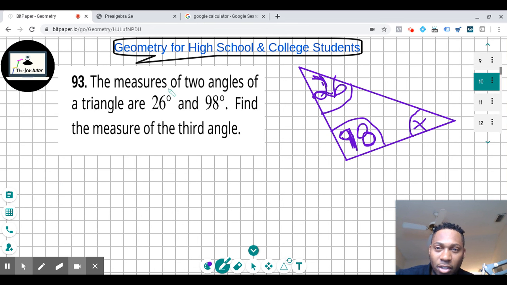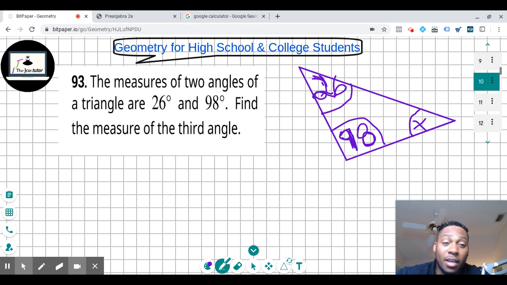Let's see, the measure of two angles of a triangle are 26 degrees and 98 degrees. Find the measure of the third angle. So this is what we're going to do in this case. There's a little thing that we need to know. The only thing we need to know to solve this problem is that the sum of the angles inside of a triangle is 180 degrees.